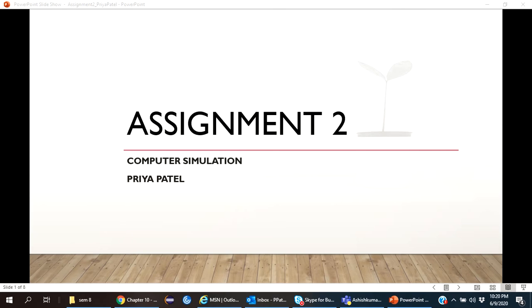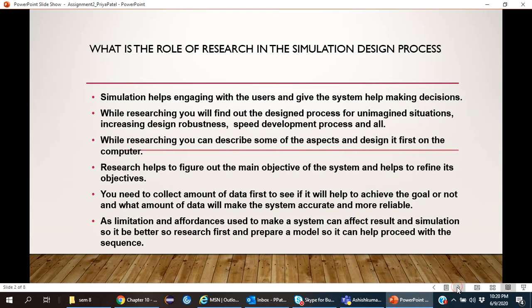Good with me. Today I'm going to explain my assignment 2 about my computer simulation. So, the first question is: what is the role of research in the simulation design process? Simulation helps engage with the users and helps the system make decisions.